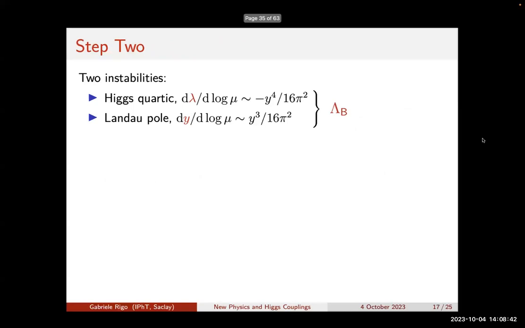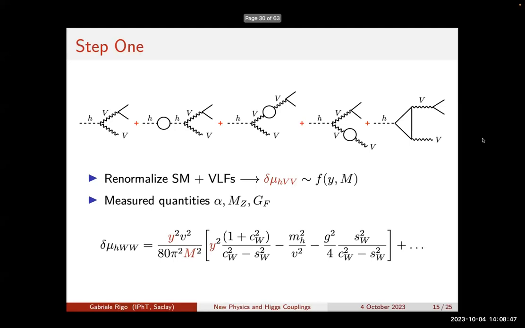Can you show again the expression for the deviations of coupling, which you have? Yes, this one? So this in general is a small deviation. Yes, it's small in the sense that you can get something which is much bigger than percent level.